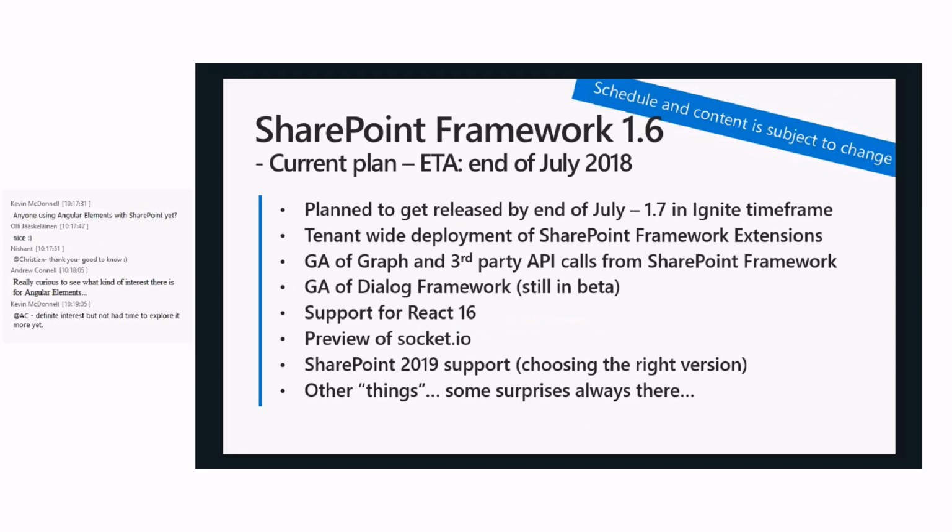We'll also bump up the React version to 16. There should be a preview version of the Socket.io capabilities, which basically will make it easier to tie your code to the changes within lists and libraries. SharePoint 2019 support hopefully will be there at that time, and then there's quite a lot of other things which are, let's say, in quotes, in the pipeline, but I can't share them at this point yet. But there's a lot of interesting stuff available, hopefully, like I said, by end of July. We can't promise that all of this will be there.